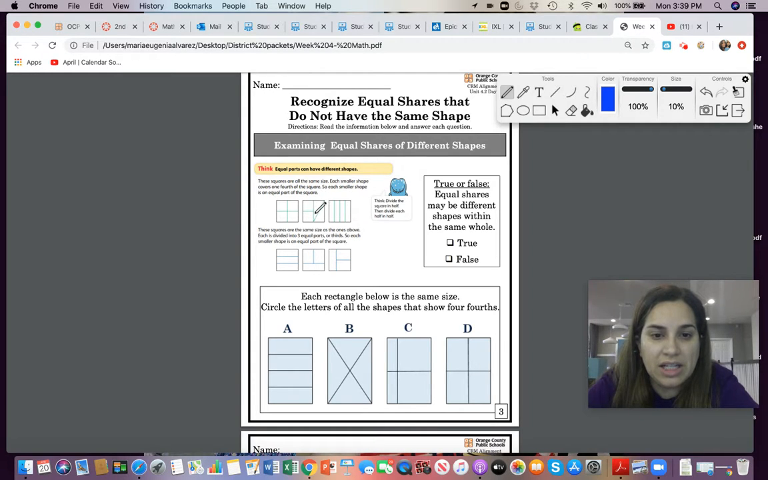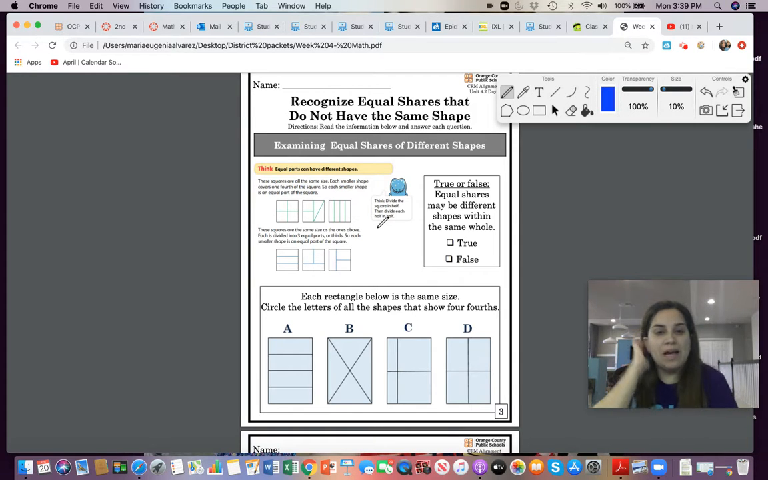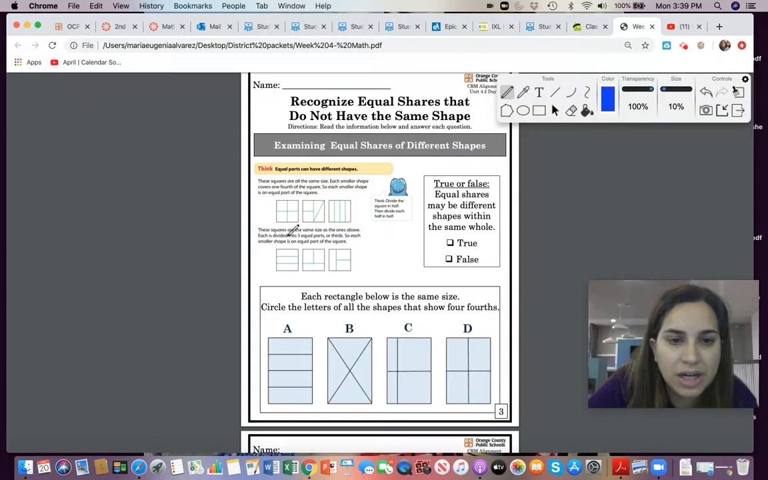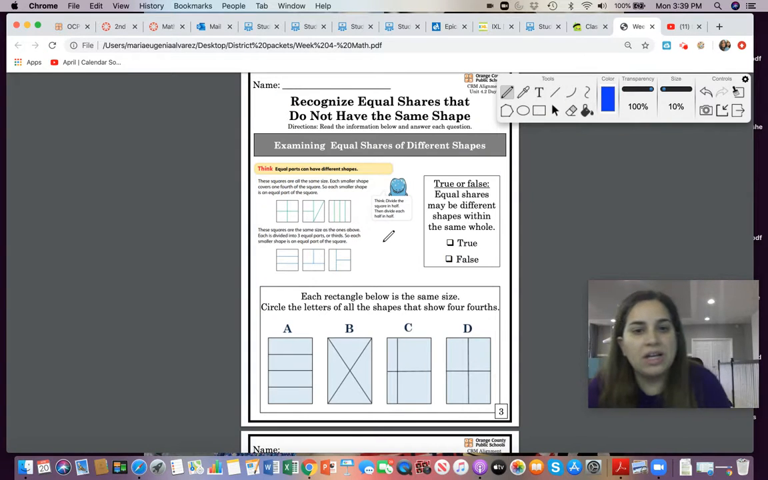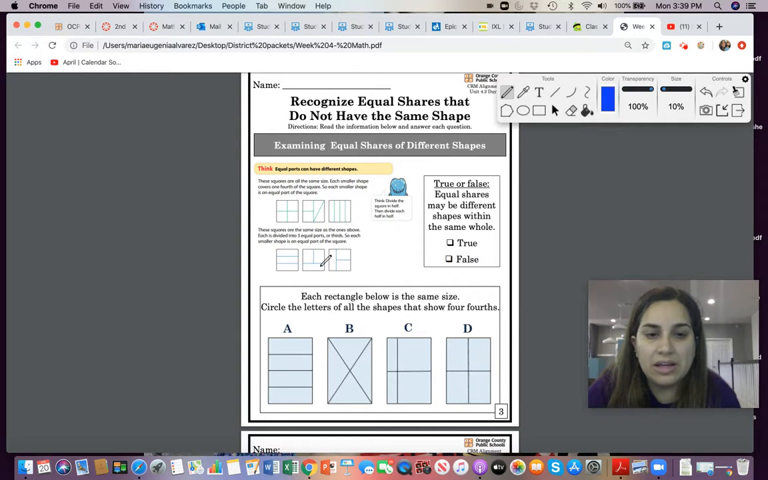They divided it in half right here. These two squares are equal, and these two triangles are also equal in this half. And here they divided it into smaller rectangles, but they're all the same size. So right here, these squares are the same size as the ones above. Each is divided into 3 equal parts, so they're thirds. And you can see that they all look divided differently, but still equal.